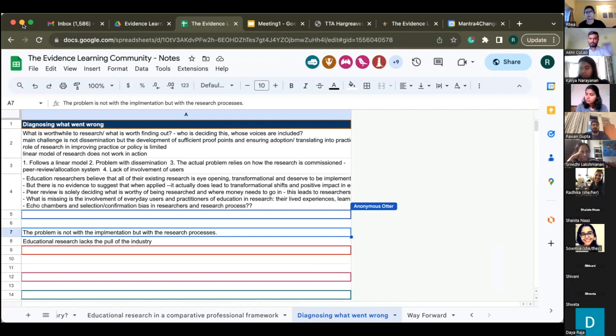So that is definitely another problem: the lack of involvement of users. And the basic gap between research and its implementation in practice is another key core problem. And a very interesting point that was raised, which was not in the paper, was how a lot of research is done on what works and not on what doesn't work. So that was very interesting as well. But that's sort of the summary of diagnosing what went wrong.